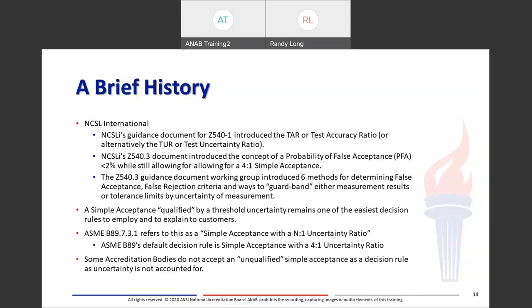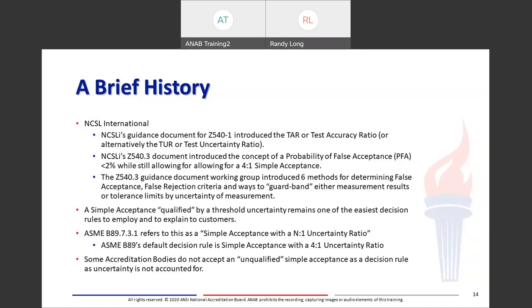The Z540.3 guidance document working group introduced 6 different methods for determining false acceptance, false rejection criteria, and ways to guard band either measurement results or tolerance limits by that uncertainty of measurement. There's actually several more methods out there now about. A simple acceptance qualified by a threshold uncertainty remains one of the easiest decision rules to employ and to explain to your customers.